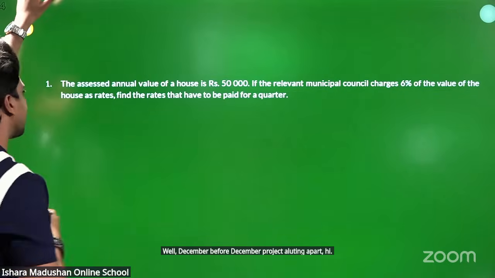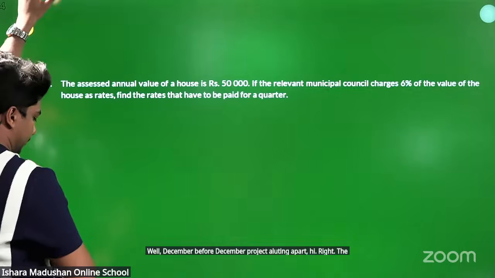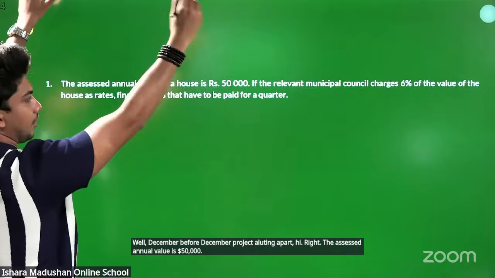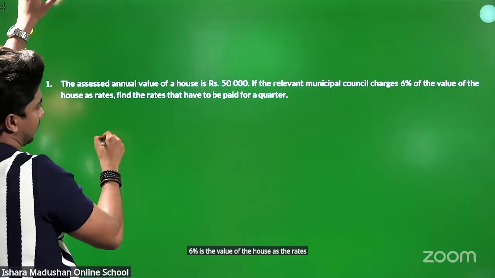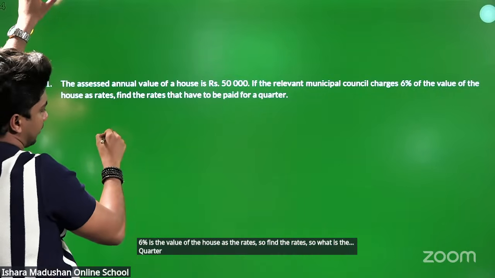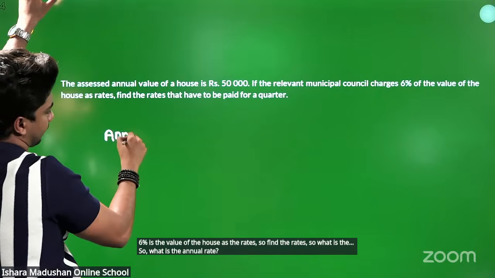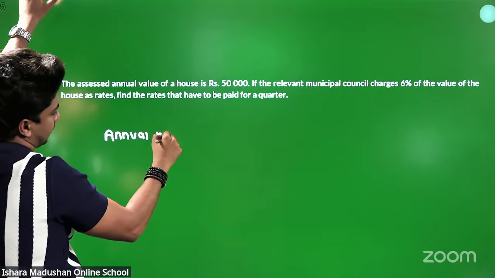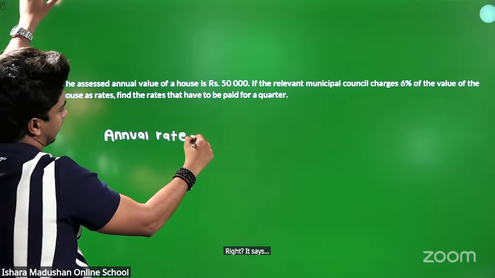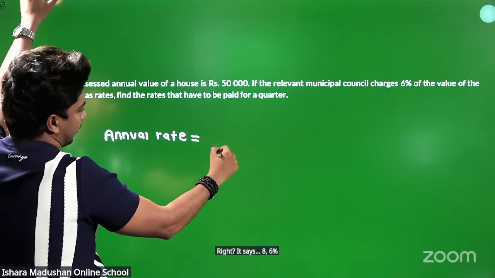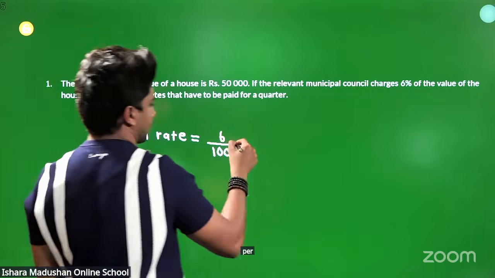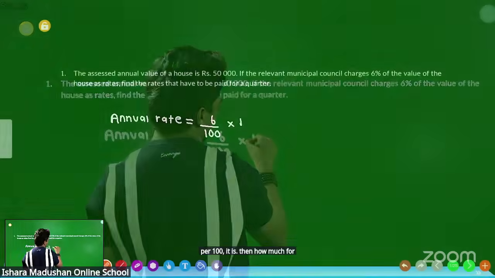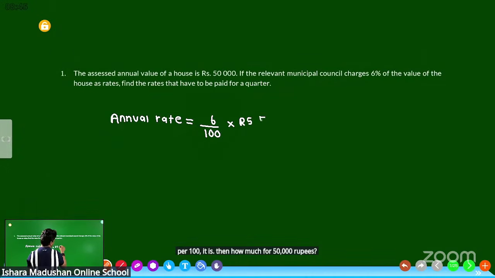The assessed annual value is 50,000. 6% of the value of the house is charged as the rates. So find the rates. What is the quarter rate? First, what is the annual rate? It says 6%. If the assessed value is 100, you have to pay 6 rupees. Per 100 it is 6. Then how much for 50,000 rupees?